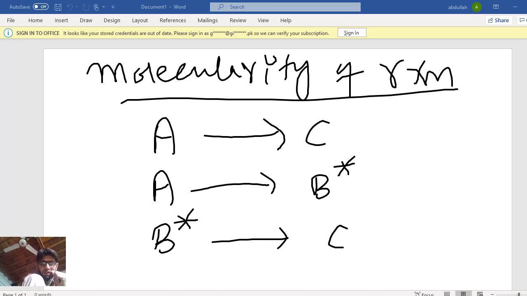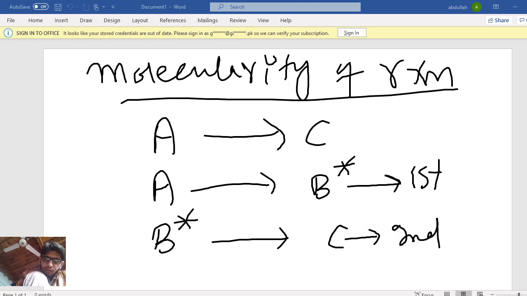So molecularity is nothing but the number of reactant molecules of the elementary step. Suppose this is the first elementary reaction, this is the second elementary reaction. Suppose this is the mechanism of a reaction, and this mechanism consists of two steps, first step and second step, and these two are the elementary reactions.